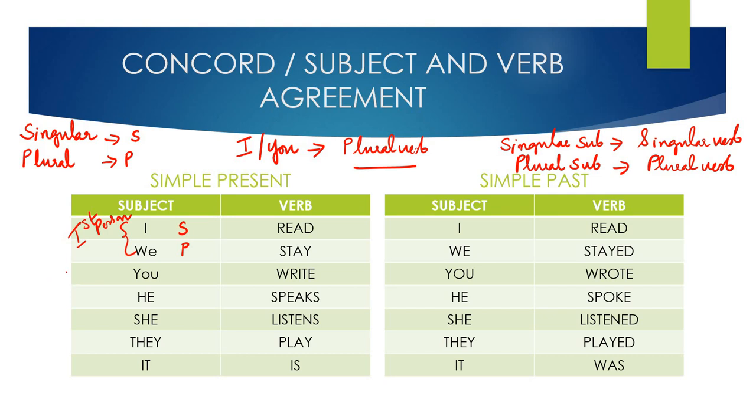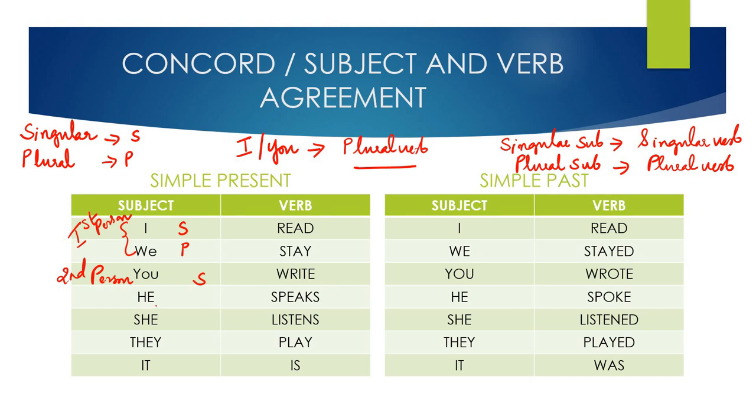Next, it is you. You is a second person pronoun. You is singular. You should always be followed by a plural verb. That is why we write write. And in the word write, we are not adding any S to it because it is plural. So we know that you is a subject that takes a plural verb.